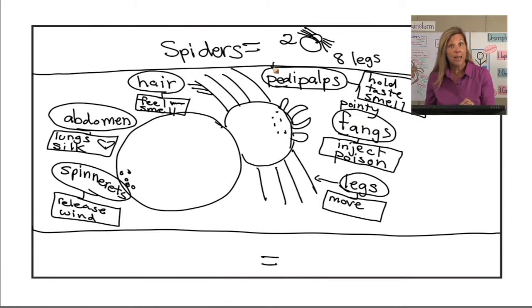What about the pedipalps? There's a pair of pedipalps, meaning there's two of them. So let's put pair. What about the legs? How can we describe the legs? Well, I think we should go back and say eight legs again. What about the hair? How can we describe the hair? Tiny. What about the abdomen? Well, this is the largest part of the body, so let's write the large abdomen. And the spinnerets. Ooh, they're busy, so let's write busy. We have described all the parts of the spider.